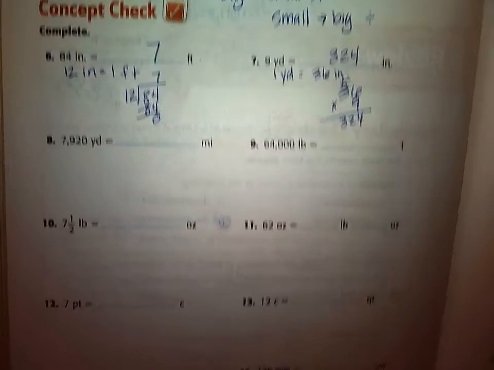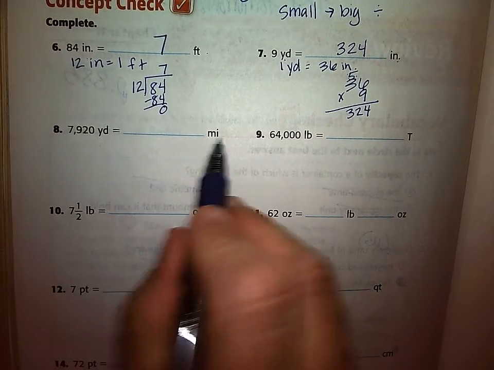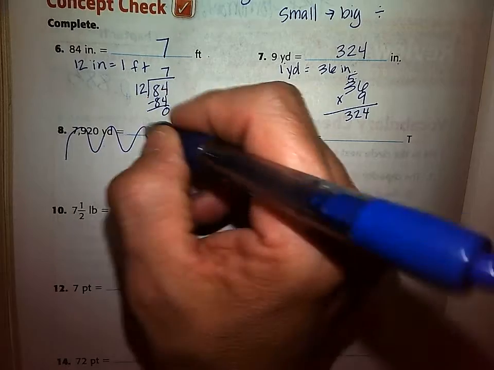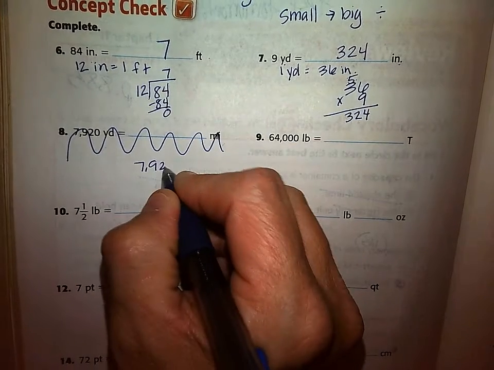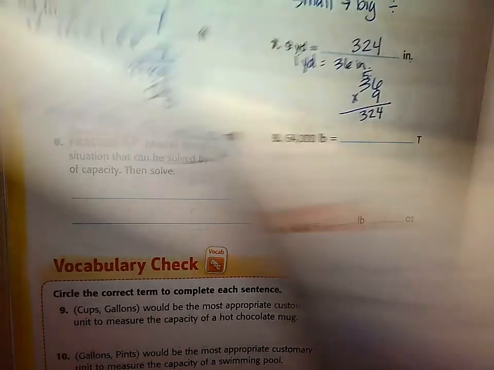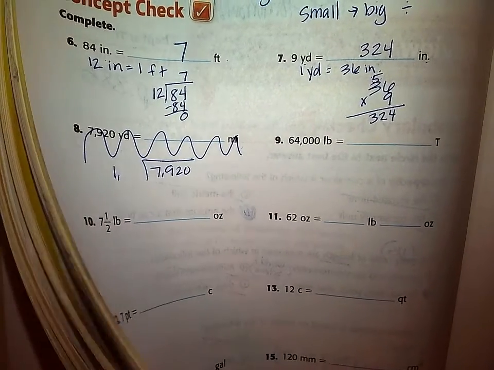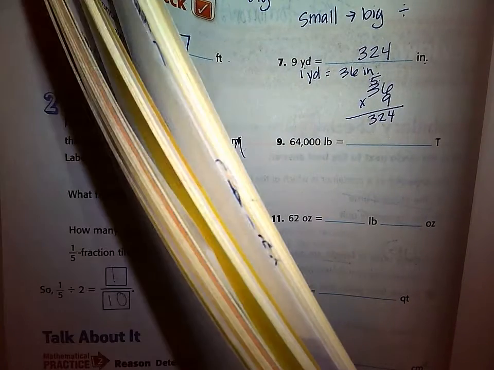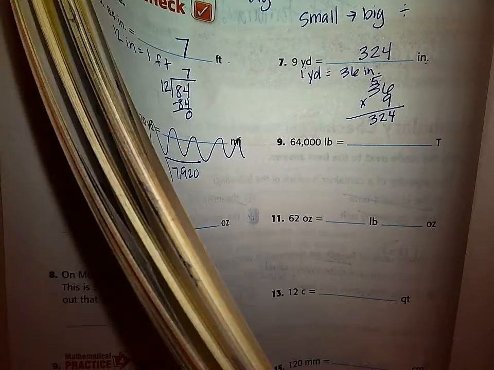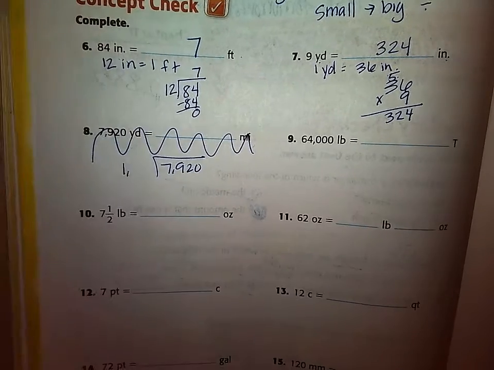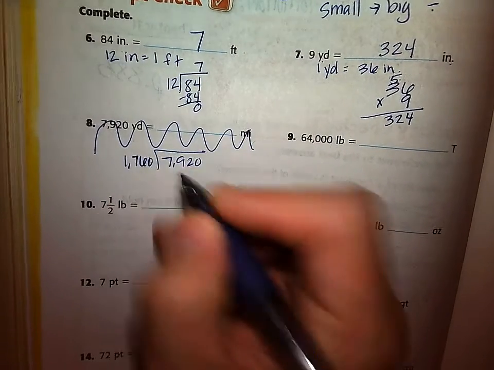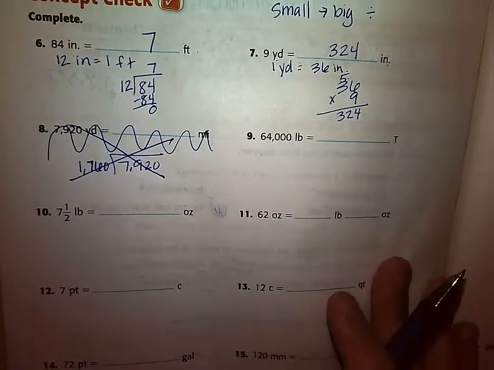7,920 yards is how many miles? We're going small to big. We're going to divide, but Mrs. Bedell doesn't like this problem, and so we are going to skip it. Officially, it's 7,920 divided by 1,000. I have to look it up, and that's why I don't like this question. Let me see if I can find it. How many yards are in a mile? The answer is 1,760. But this is like never used in real life, so I don't like that one.